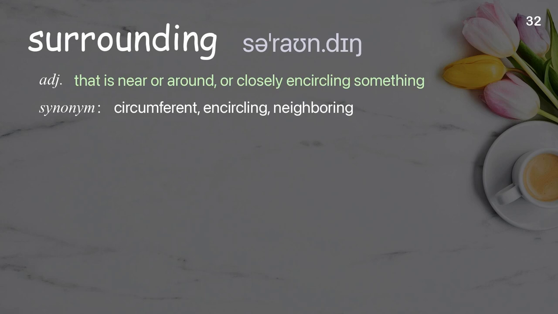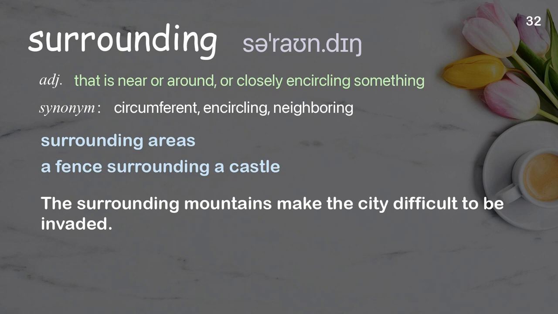Surrounding. That is near or around, or closely encircling something. Examples: surrounding areas, a fence surrounding a castle. The surrounding mountains make the city difficult to be invaded.